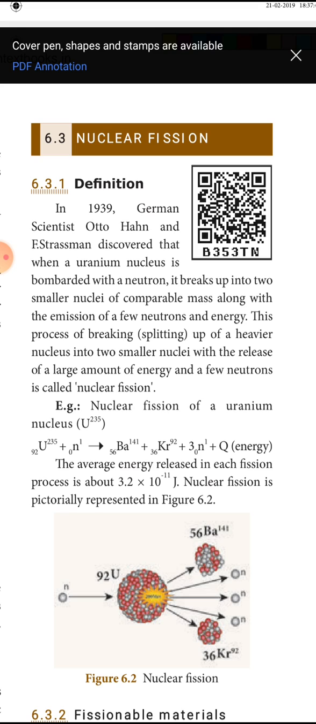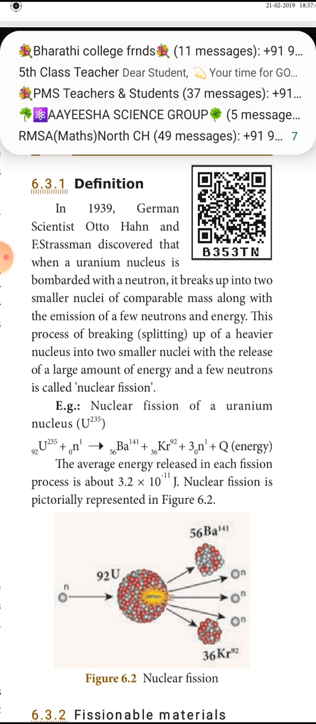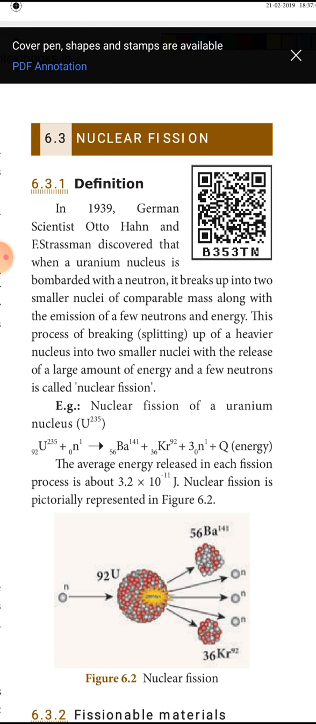Once again I am saying this definition: the process of breaking up of a heavier nucleus into two smaller nuclei with the release of a large amount of energy and a few neutrons is called nuclear fission. Example, the heaviest nucleus is uranium. Uranium mass is 235 and atomic number is 92. It is hit with a neutron, with atomic number 0 and mass 1.